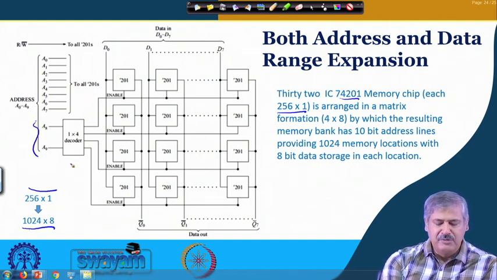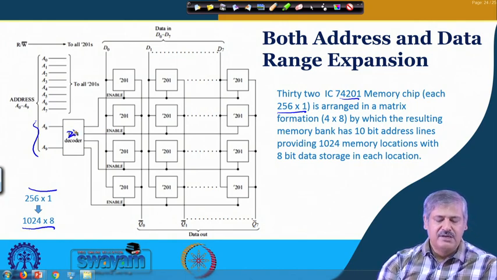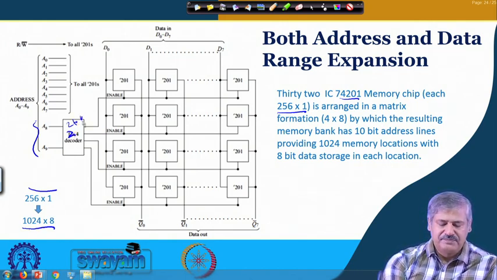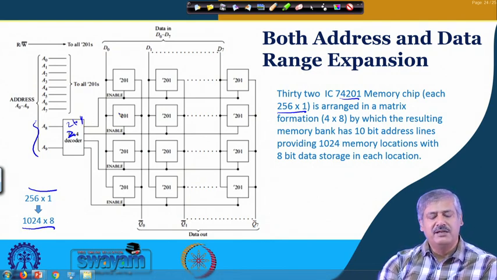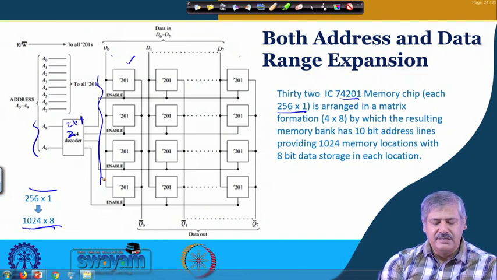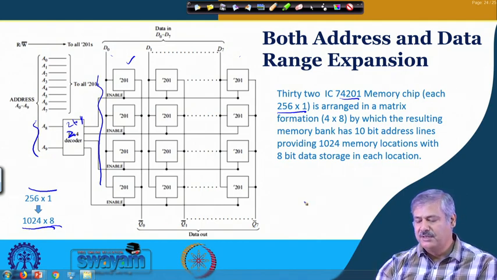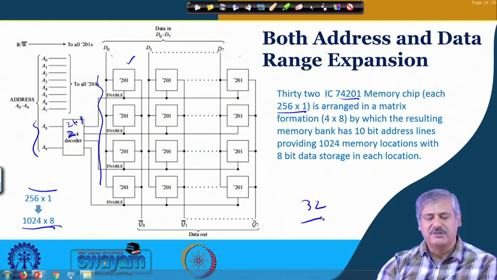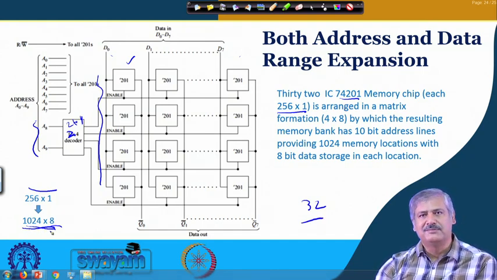So, for these additional 2 bits, we will have a 2 to 4 decoder, which will generate 4 addresses the way we had seen before. In each location, 74201 provides 1 bit of binary information, and we want 8, so 8 such will be there, D0 to D7. So, 4 such rows expand the address range the way we have configured it, and 8 such columns increase the data range. So, 4 into 8, 32 such memory blocks of IC74201 will be required. Is it fine? And this memory block could be any of SRAM or DRAM type, depending on whatever you are using.